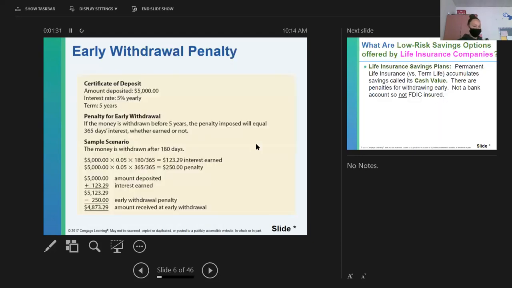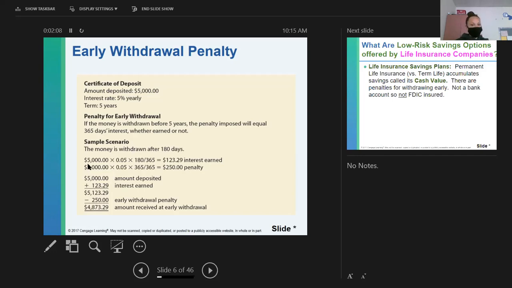So in this example from your book, you're putting $5,000 in, the interest rate is 5% yearly, and you're committing to 5 years. A lot of fives going on there. So you're putting $5,000 away, and it's locked for 5 years. If the money is withdrawn before 5 years, the imposed penalty will equal 365 days of interest, whether you earned it or not. So if you put this money in and you decide you need it out in 1 month, you're still paying a year's worth of interest.